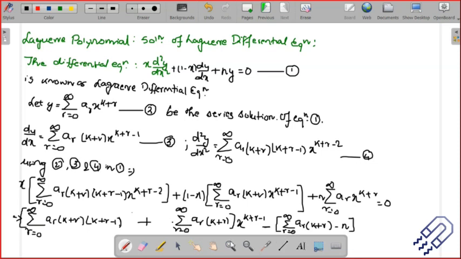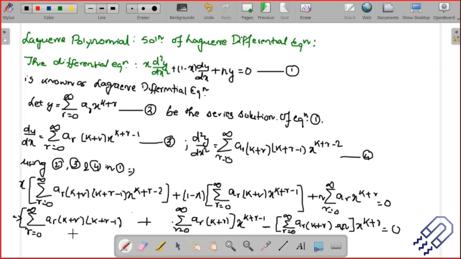Okay, and in both the equations we have got ar common. In fact, here also ar is common, right? So we can even take this ar outside, but anyway we can do it in the next step, not a problem. Let me write it down here only. ar into x to the power k plus r is equal to 0. Okay, so we have it here.